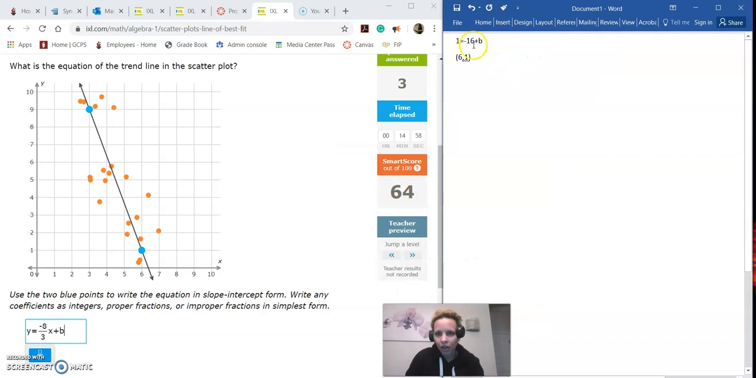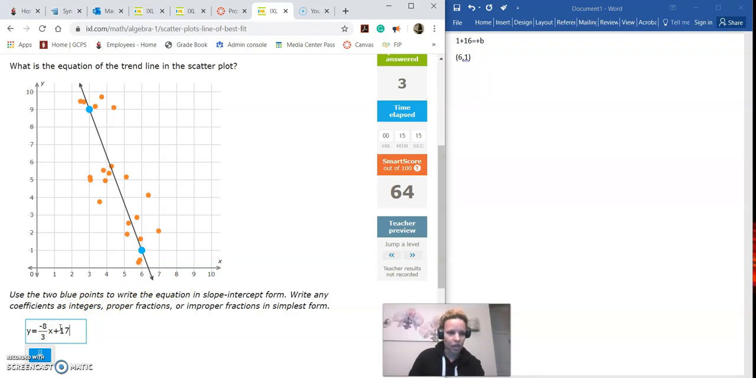All right, now we're going to take the negative 16 to the other side. It's going to become plus 16. And then that's going to go away. So I got b equals 1 plus 16, and you can put that in the calculator. So b is 17, so positive 17. And again, that makes sense, right? Because your b is going to be somewhere up here, bigger than 10 in the positive direction. It makes sense that your slope is negative because we're going down.